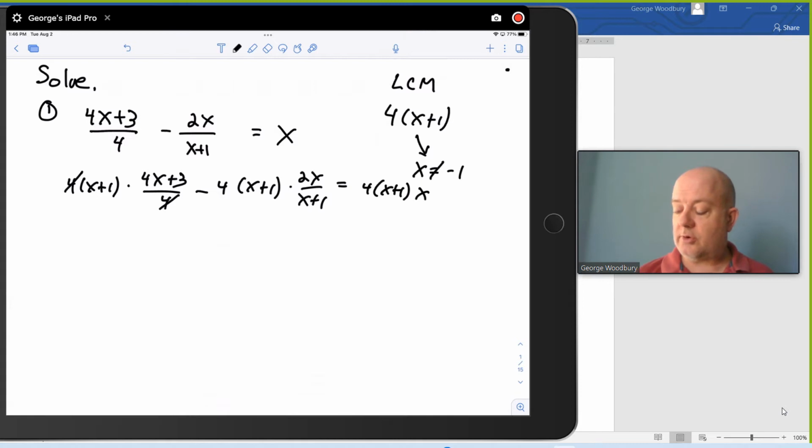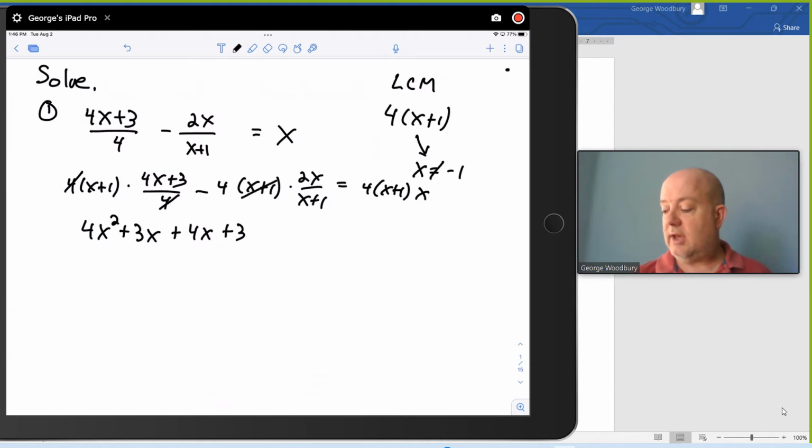Distribute through the x first. x times 4x is 4x squared. x times 3, that's plus 3x. Now distribute through the 1, and that's plus 4x and plus 3. In the second product, I can divide out the (x + 1) factors, and I'm left with negative 4 times 2x, that's minus 8x.